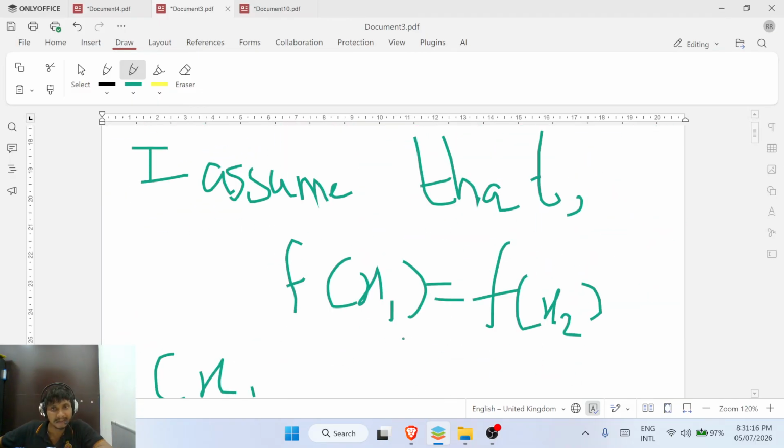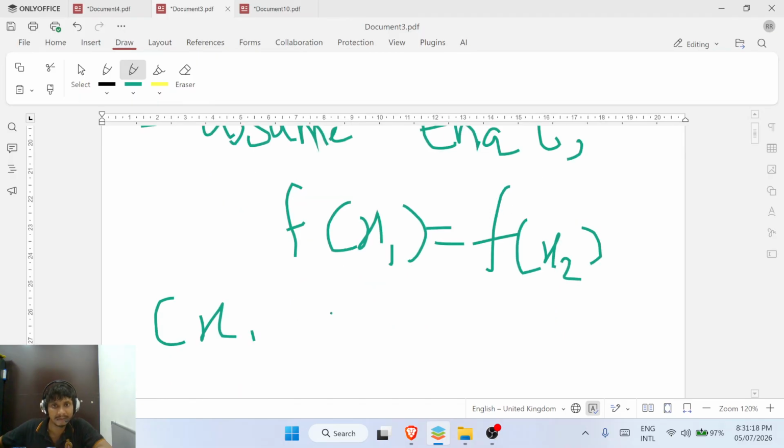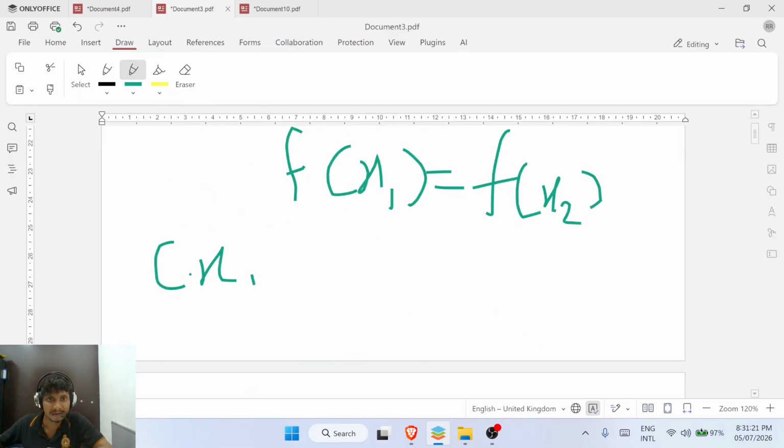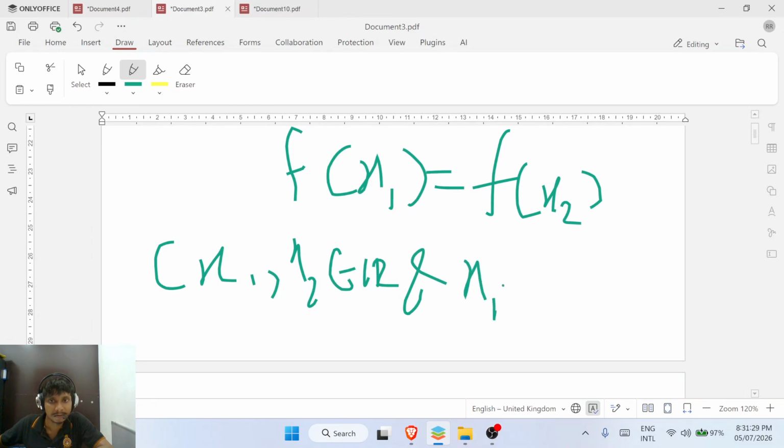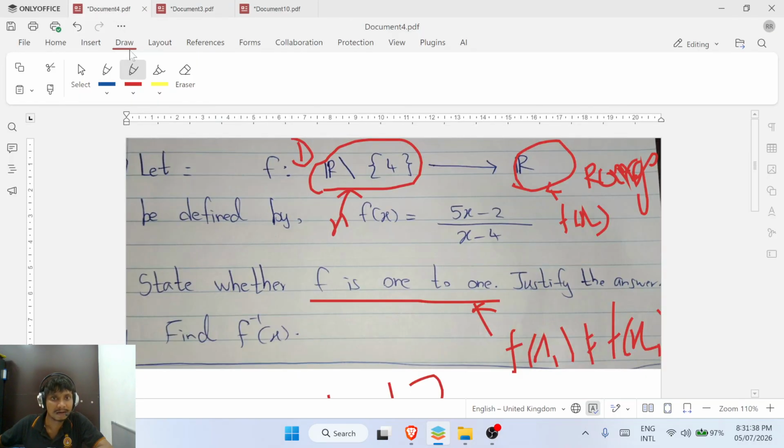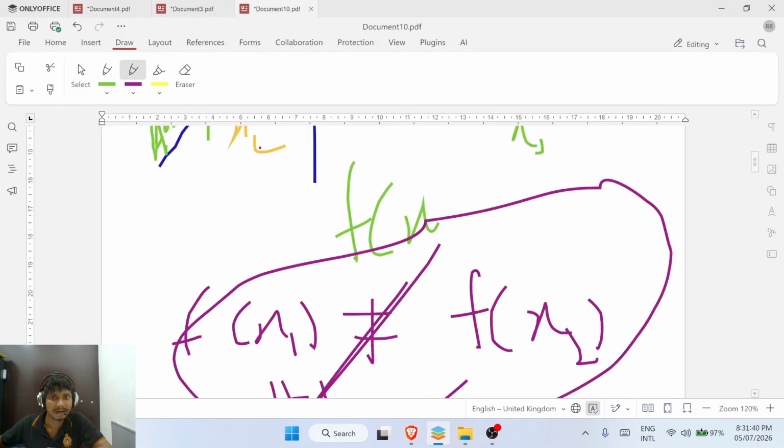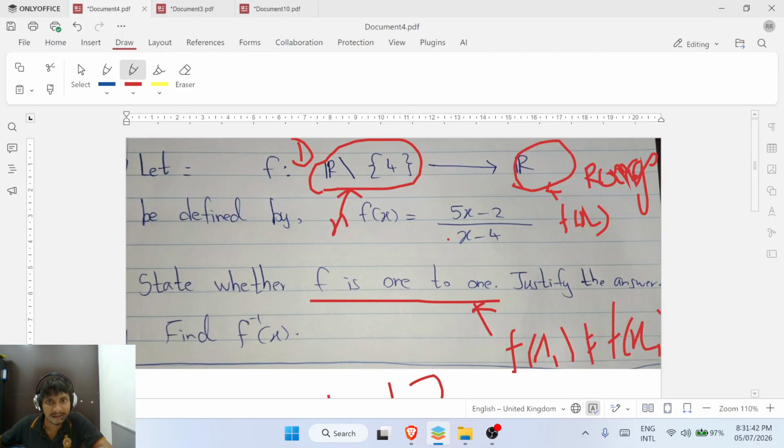Now I assume that f of x1 is equal to f of x2. Here we have to mention x1 and x2. x1 and x2 belong to the real number set, and x1, x2 are not equal to 4. Why? Because x1 and x2 are points in the domain part. Here, x1 and x2 can't be 4.